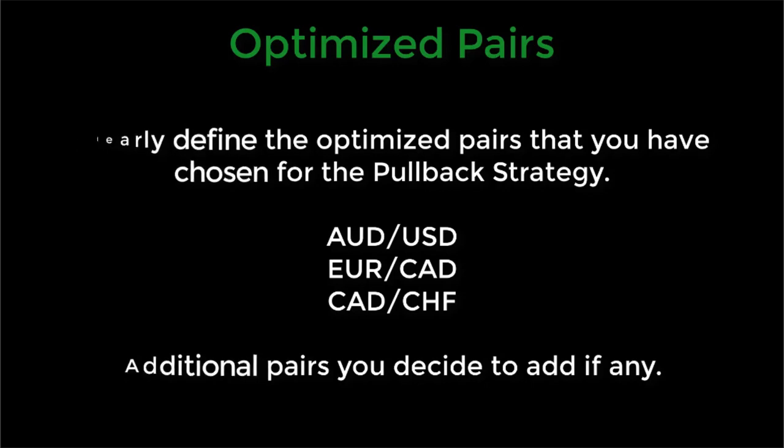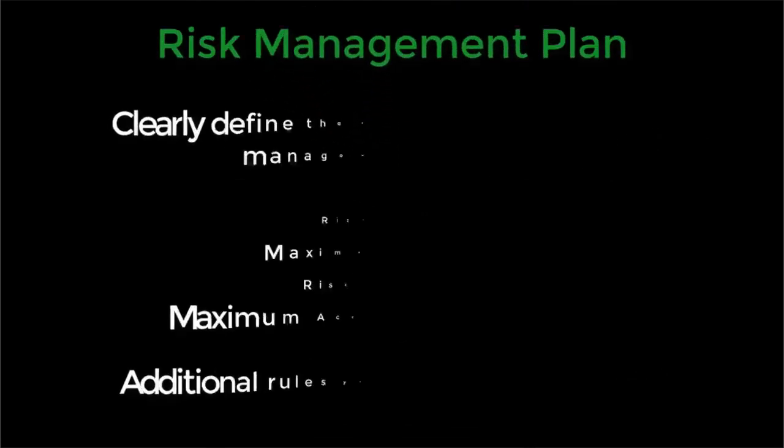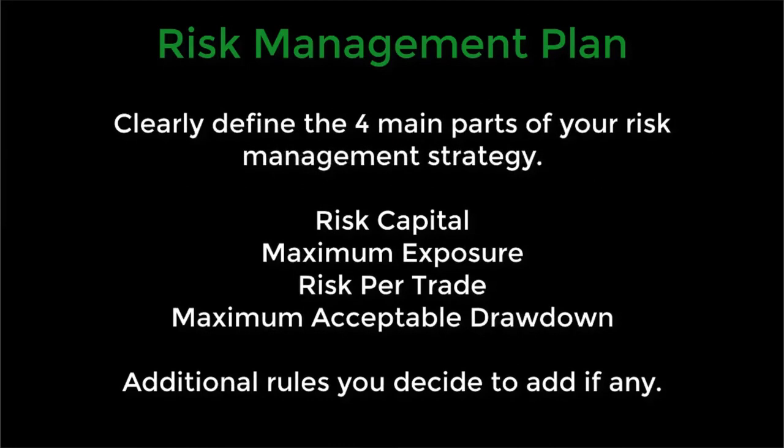The next thing we're going to look at after the optimized pairs is going to be our risk management plan. Now, this is a very essential part of a trading plan. We need to clearly define the 4 main points of the risk management plan that we discussed in earlier videos. We need to clearly define our risk capital, our maximum exposure, our risk per trade, and our maximum acceptable drawdown. These need to be clearly defined somewhere in your trading plan. And if you have any additional rules you've created for a risk management plan, they also need to be defined here in this section.